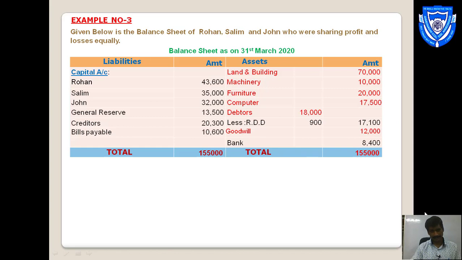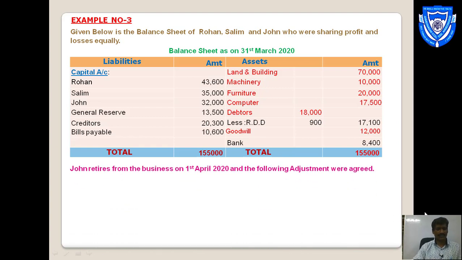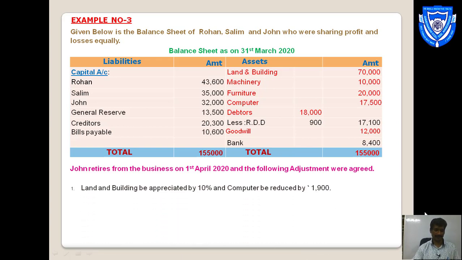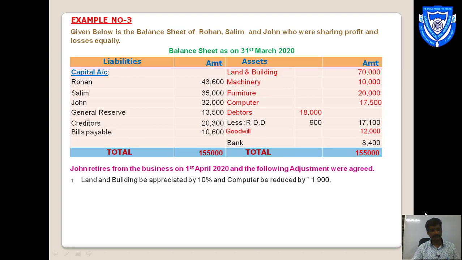I have red marked some heads for the purpose of adjustment. Then it is said that John retires from the business on 1st of April 2020 and the following adjustments were agreed. Let us see those adjustments. Number 1, land and building be appreciated by 10% and computer be reduced by 1,900. Number 2, debtors were all good and RDD was no longer required.